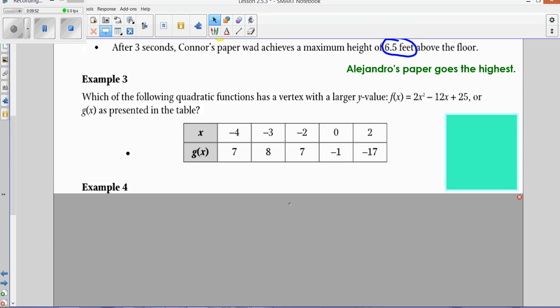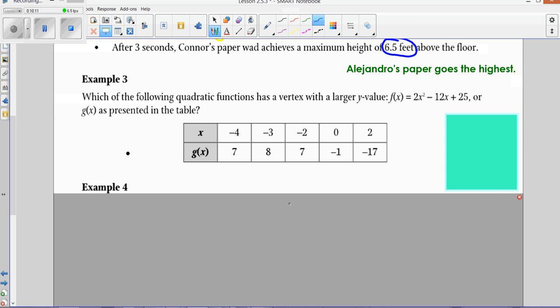It says, which of the following quadratic functions has a vertex with a larger y value? So again, this is saying what has the largest maximum. All right, what is the largest vertex? So f of x, if you look here, is 2x squared minus 12x plus 25, or g of x in the table. So in g of x, g of x is easiest.